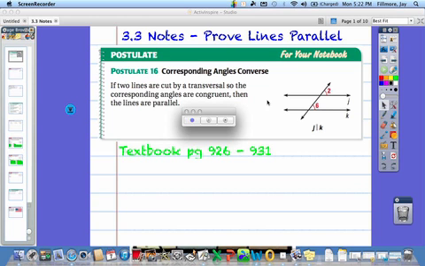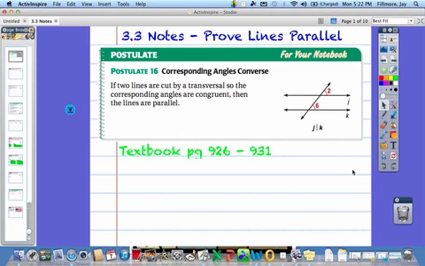Hello ladies and gentlemen, this is section 3.3, Proving Lines Parallel. As a reminder, any of the theorems or postulates we go over you can find located between pages 926 and 931. So today is all about the converse theorems and postulates to what we talked about in section 3.2.